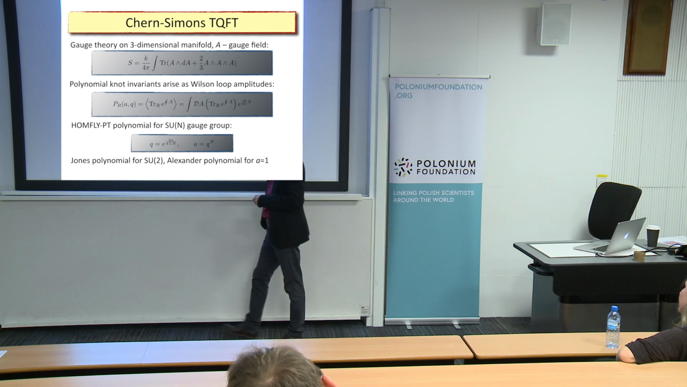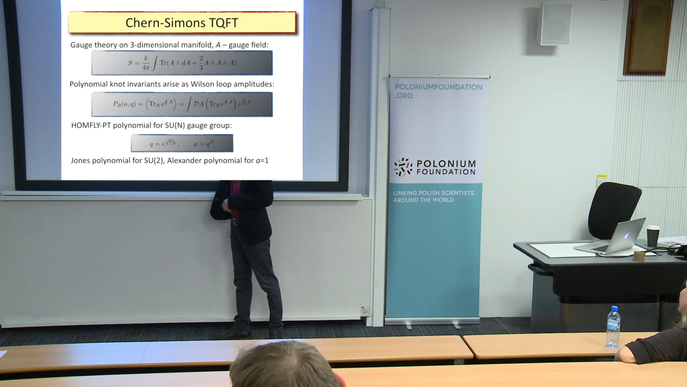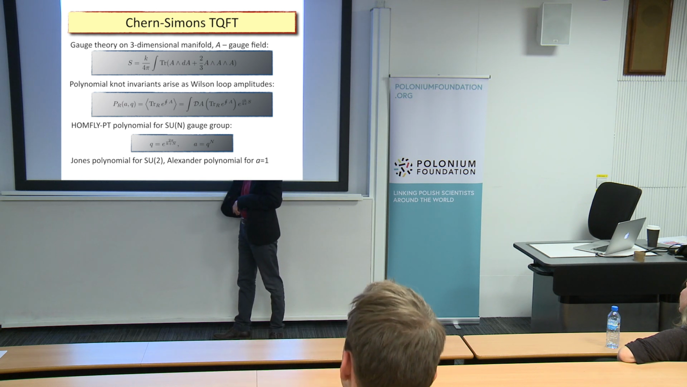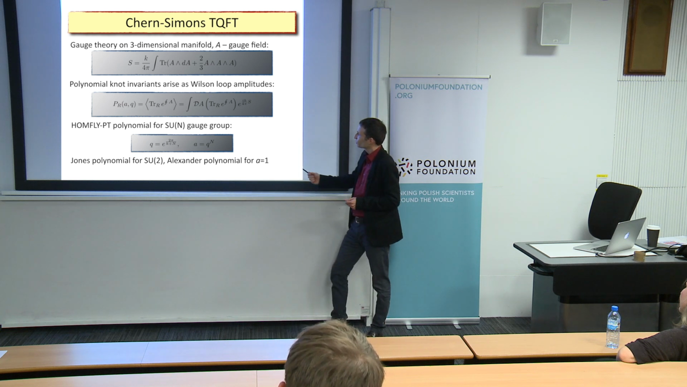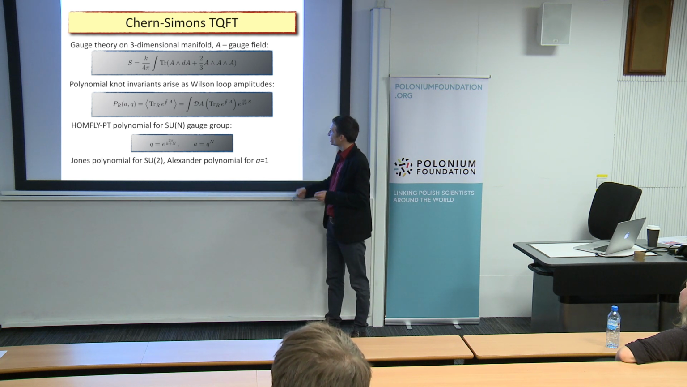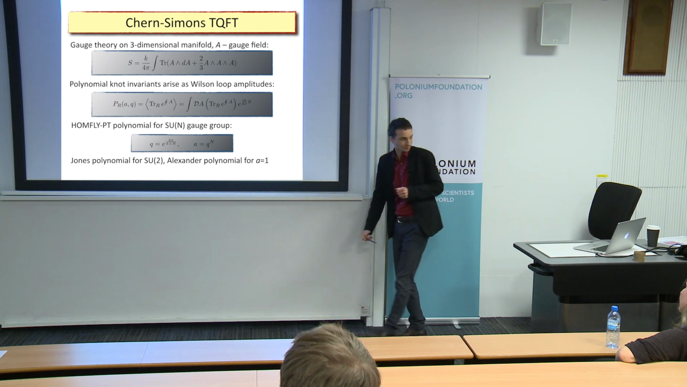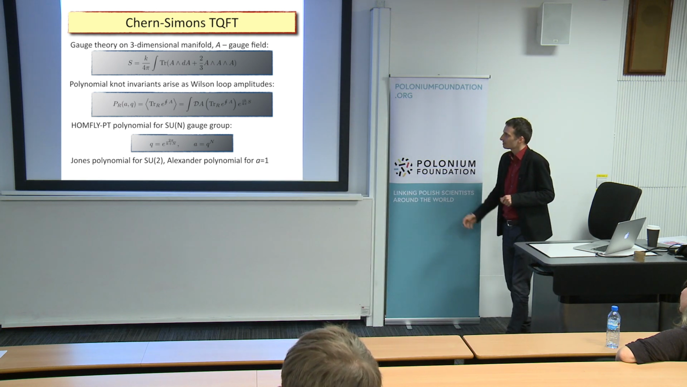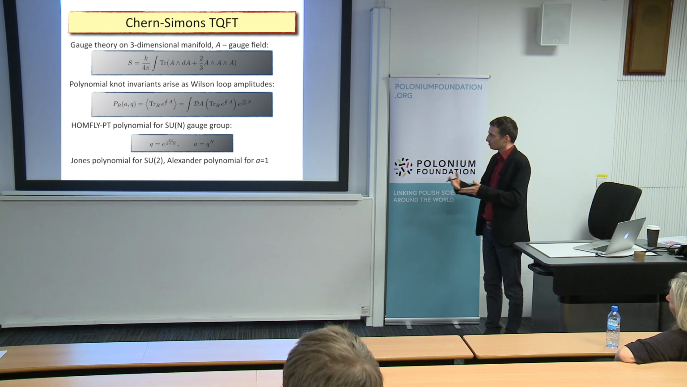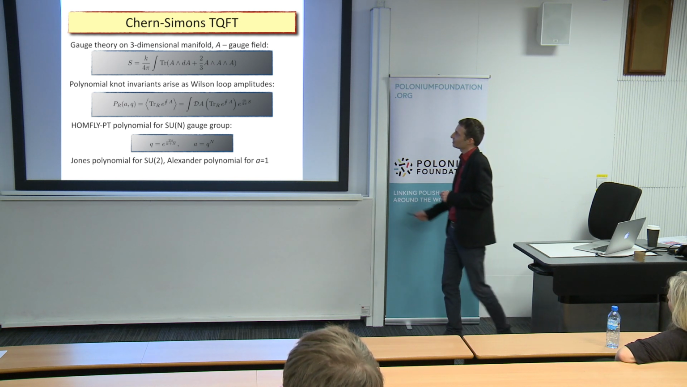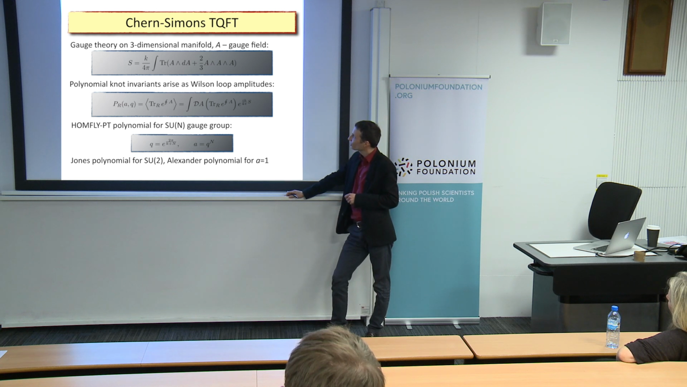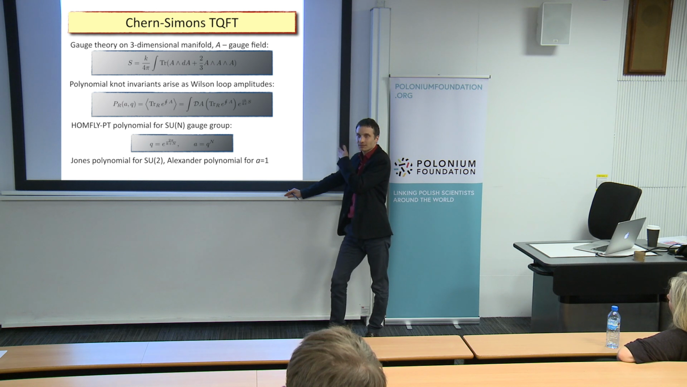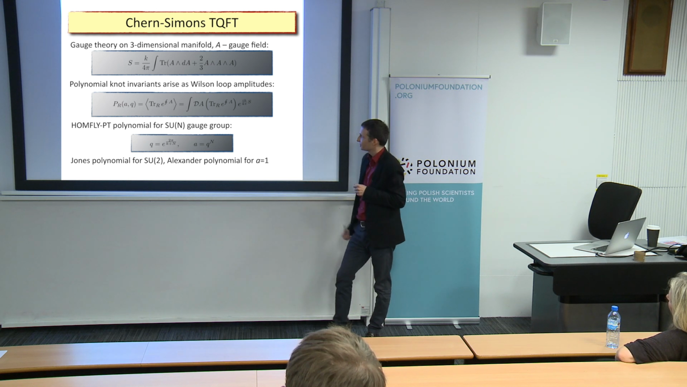Furthermore, the Jones polynomial is a special case of this HOMFLY-PT polynomial, which you get for this number n being equal just to 2. And the Alexander polynomial is yet another special case, which you get for a equal to 1. So that's the general idea of how you make this connection. And this work had a lot of impact and inspired many other works. This paper by Witten from 1989 has more than 5,000 citations, so it somehow shows how important it is.